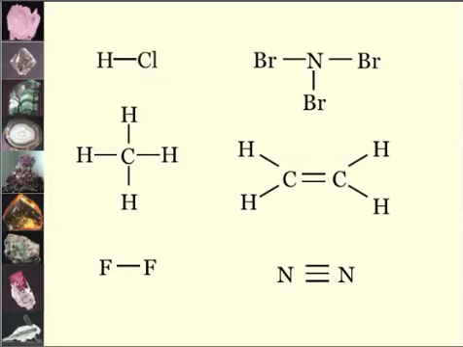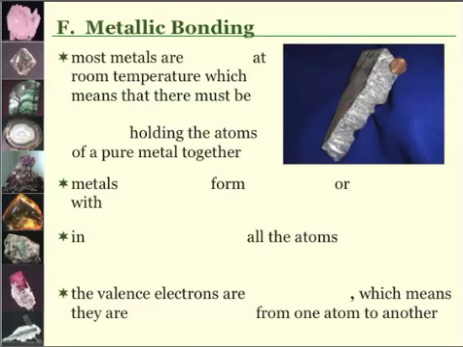Alright, so here are the structural formulas, again, for those 6 examples that I had you guys doing there. And as you can see, again, we have these 2 or 3 lines which connect our atoms, depending upon how many pairs of electrons they're sharing. Okay. Now we're going to deal with some metallic bonding.